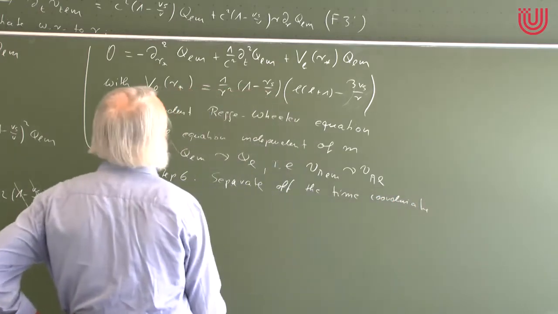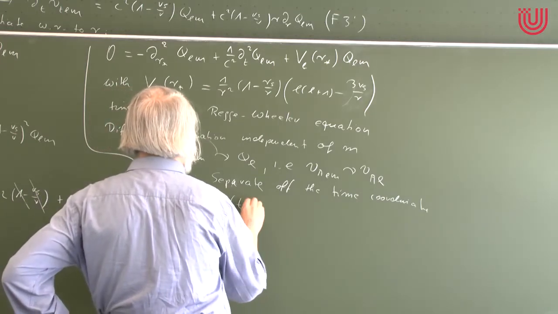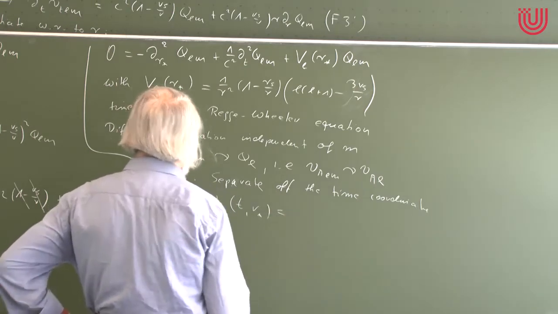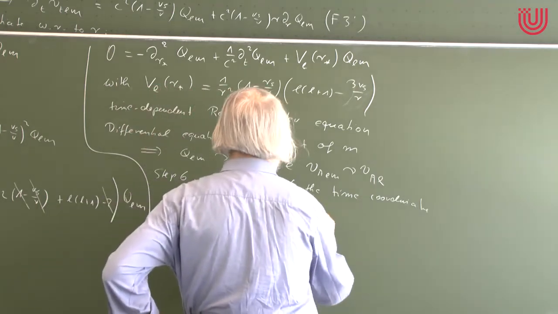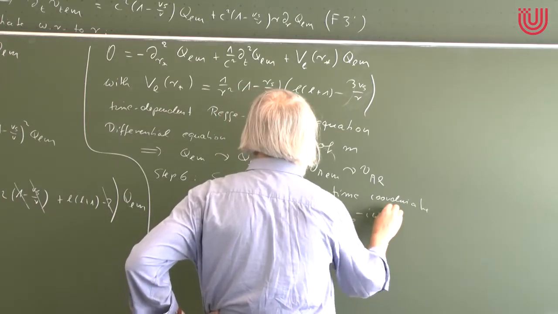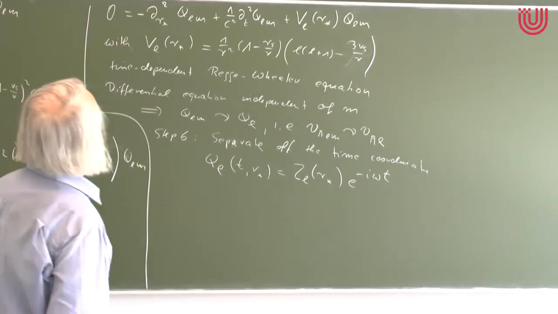So I assume that my function Q_L, which is a function of t and r star, is of the form Z_L, which is a function of r only, times e to the minus i omega t. So I make this separation ansatz, plug this into the differential equation, and then I see what we get.